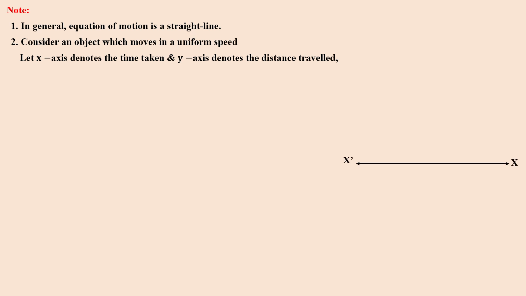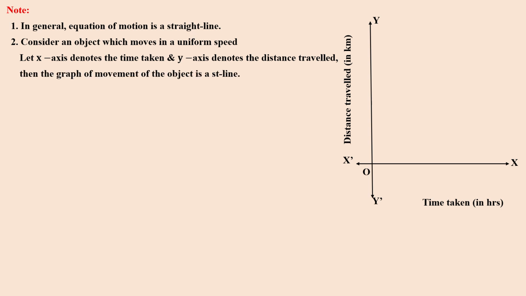So we will mark x dash as x-axis, and y dash as y-axis. O is the origin. So x-axis, time taken in hours, let it be. Distance traveled marked in y-axis in kilometers, let it be. Then the graph of movement of the object is a straight line, right? So we are considering a two-dimensional movement, right?